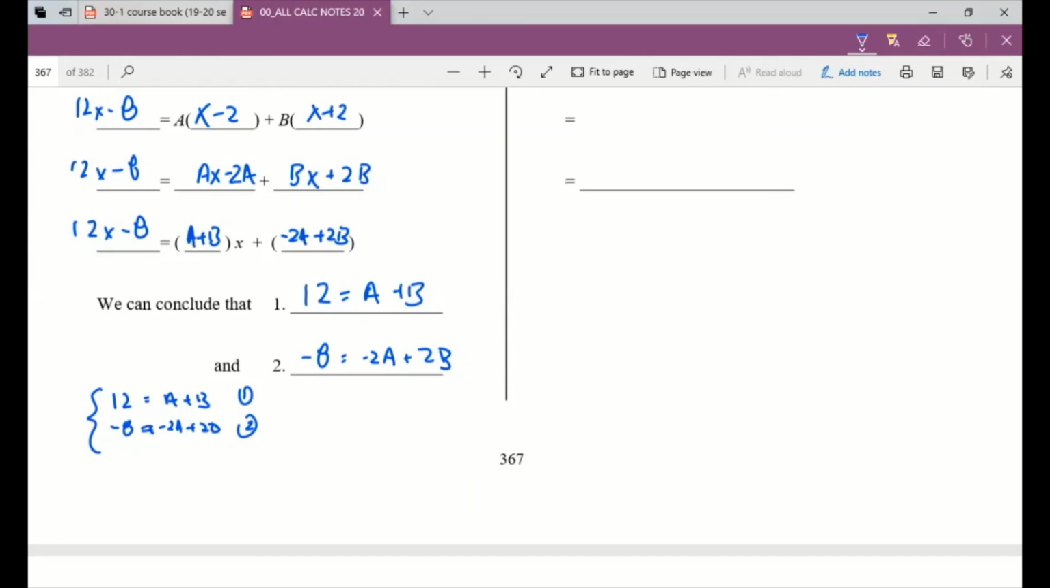Probably the easiest way to deal with this is just take equation number 1 and double it. 24 is equal to 2a plus 2b. And then if I add those down, this ends up being 16 is equal to 4b. The a's eliminate. b is equal to 4. Substituting this in, 12 is equal to b plus 4, so a is equal to 8.